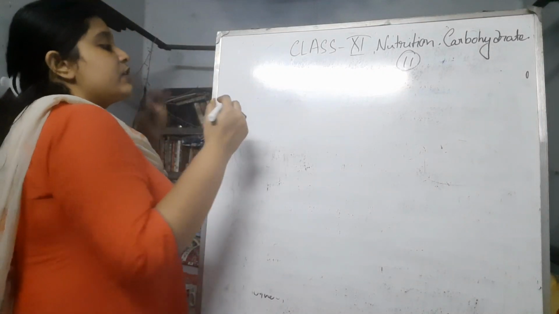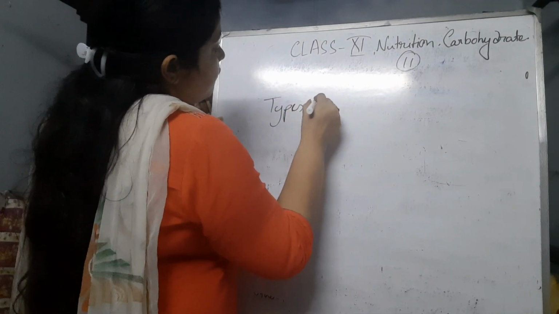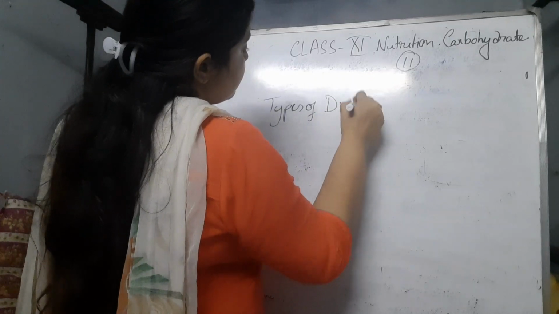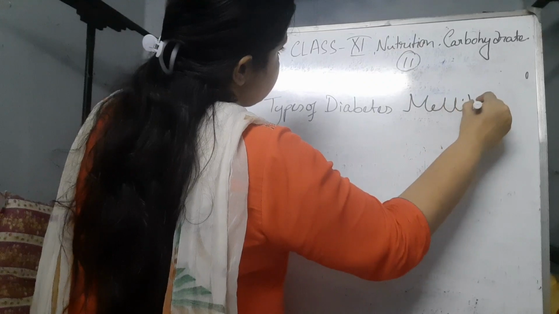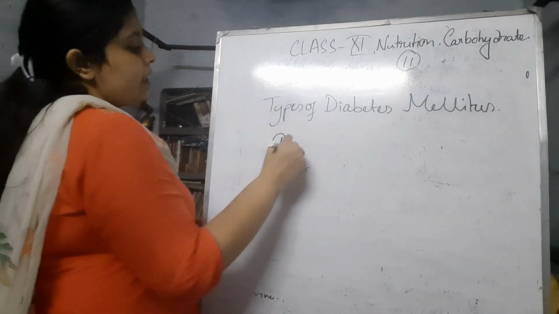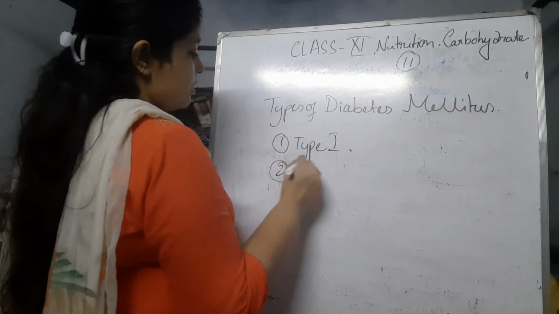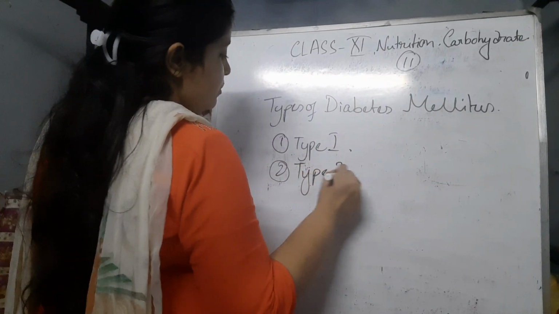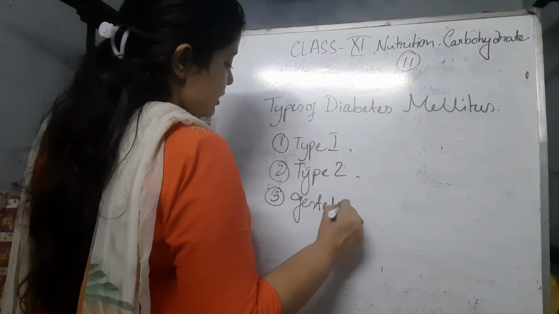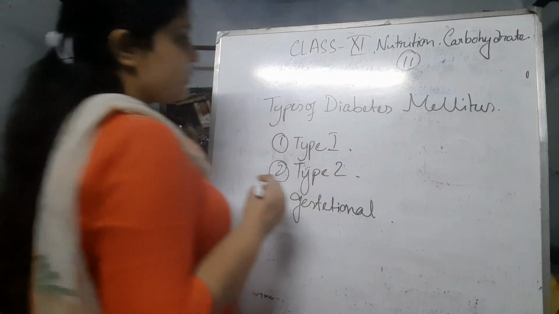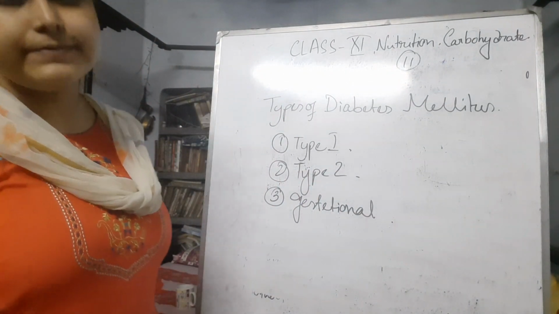But in this video, we are going to discuss the types of diabetes mellitus. So it is usually type 1, type 2 and gestational. Okay, there are three kinds of diabetes mellitus. Let's check.